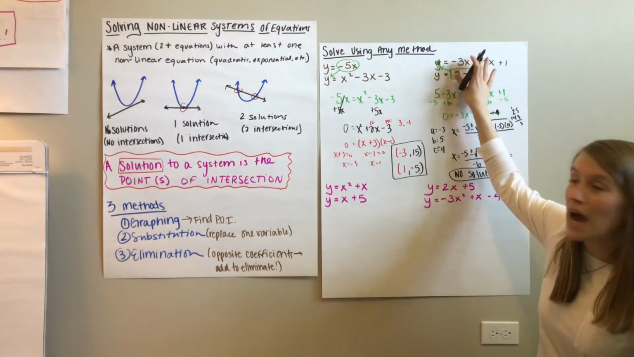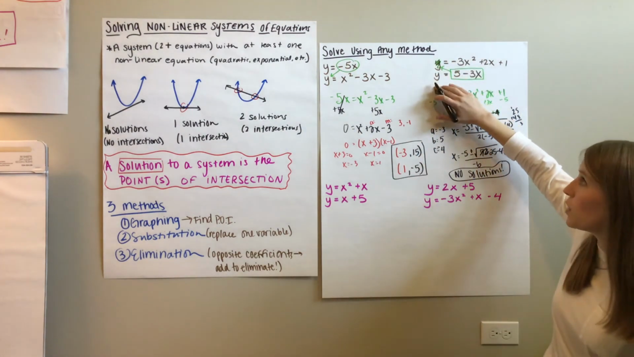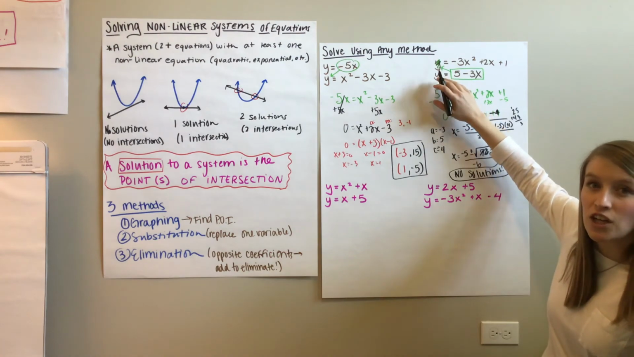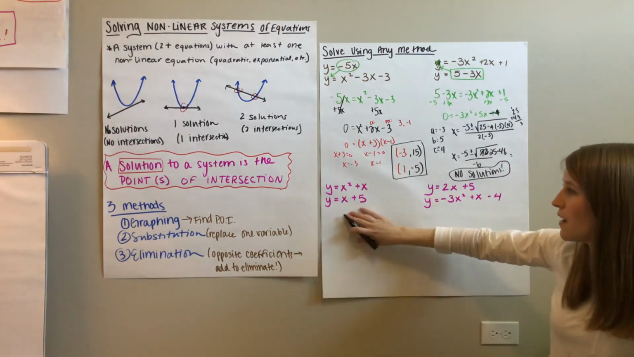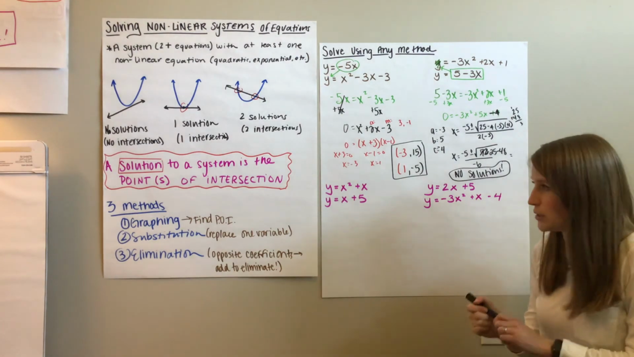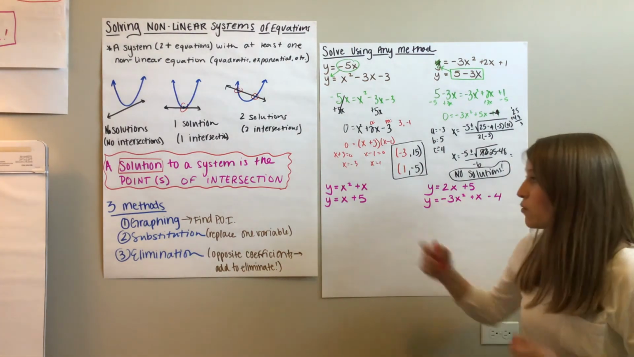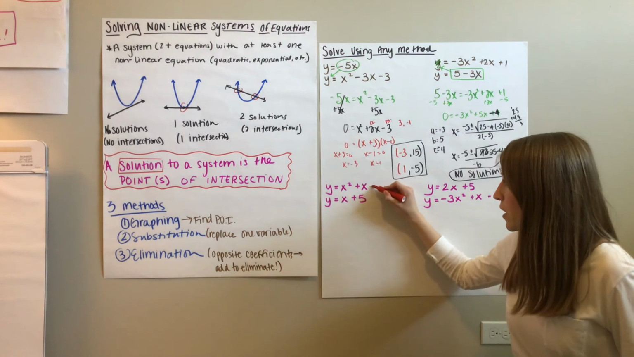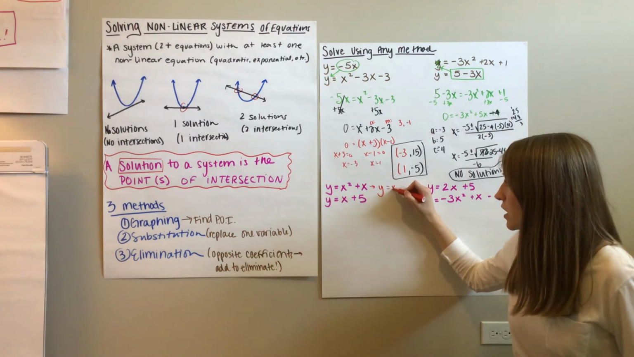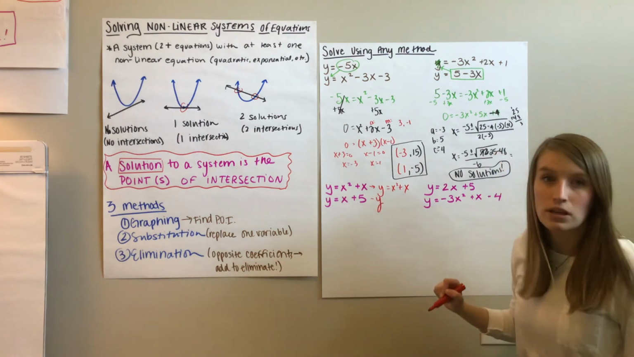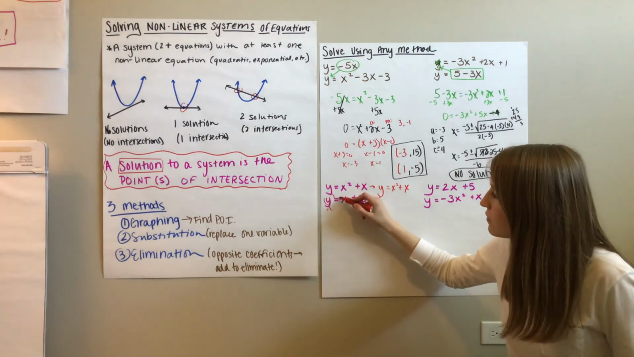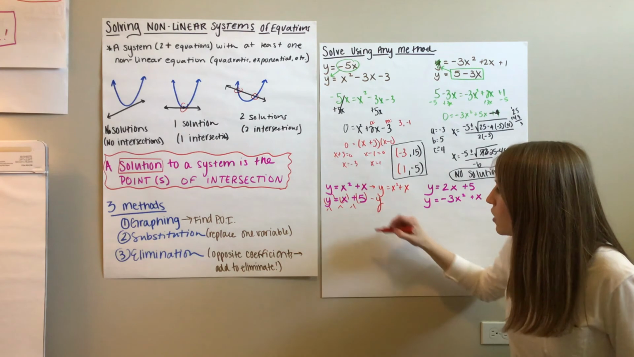For the next one, I want you to try solving this one by yourself, and then check with my answers right here. You should get no solutions. Okay, we're going to try elimination for this one. Now, they're not going to eliminate right away because this is y and y. But if this were just a regular y equals x squared plus x, if this were negative y, they would eliminate. So I'm going to multiply every single number by a negative 1.